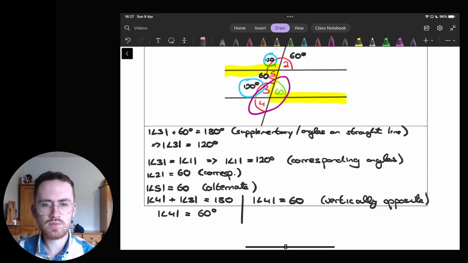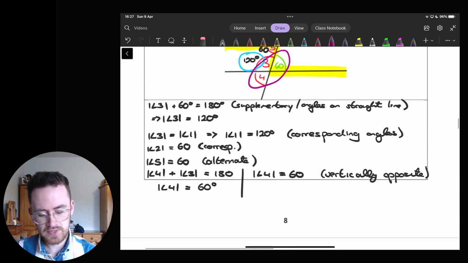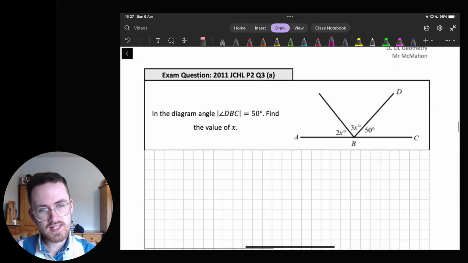So there are lots of different ways to answer, and that's the case with a lot of these questions. Sometimes you can use any number of different ways to answer them. It's just making sure that you're happy enough to do so, and listing out your reasons after each of them.